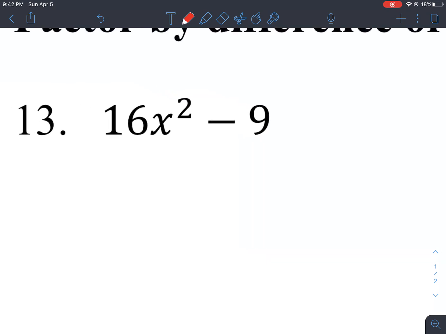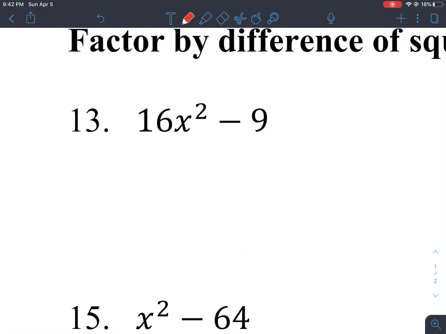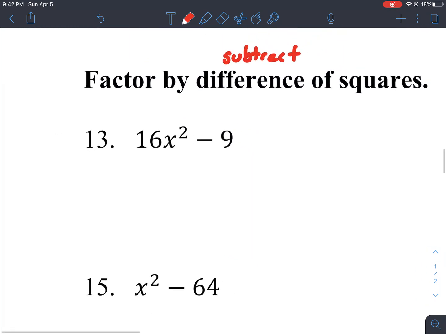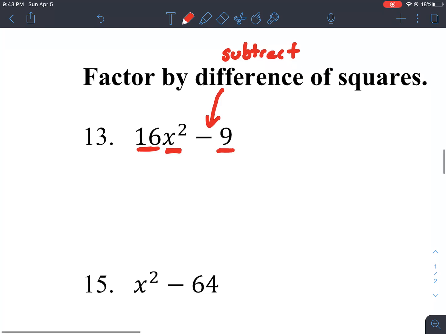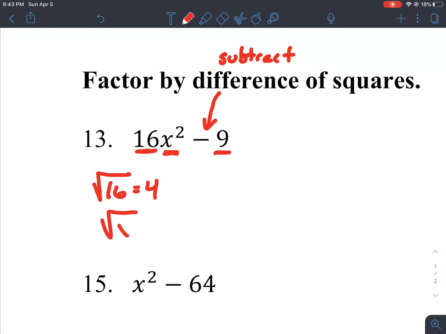When I look at this first example here, I see 16x squared minus 9. Here's my subtraction, or my difference. 16 is a perfect square. X squared is a perfect square. 9 is a perfect square, which means when I take the square root of 16, I get 4. When I take the square root of x squared, I get x. And when I take the square root of 9, I get 3.